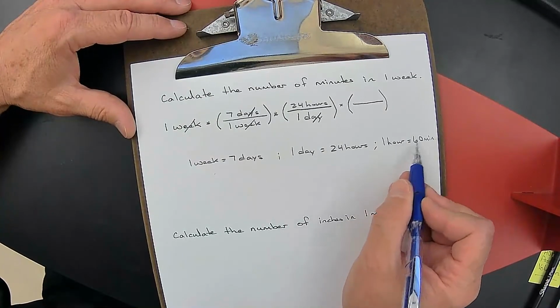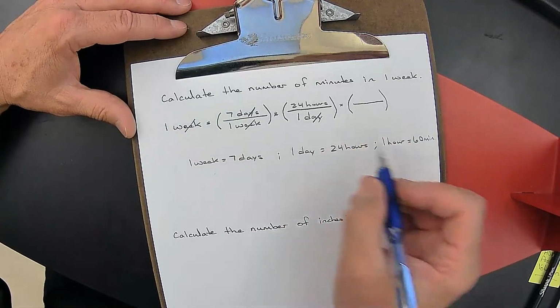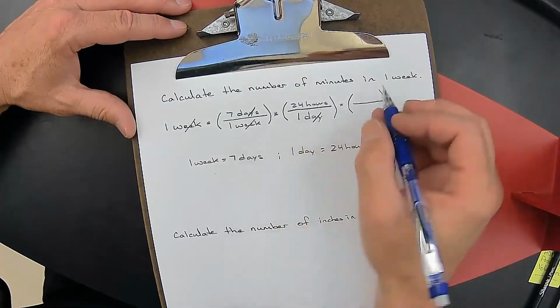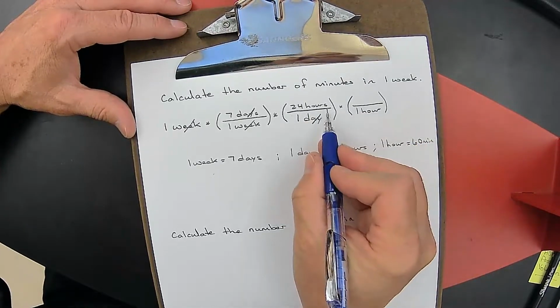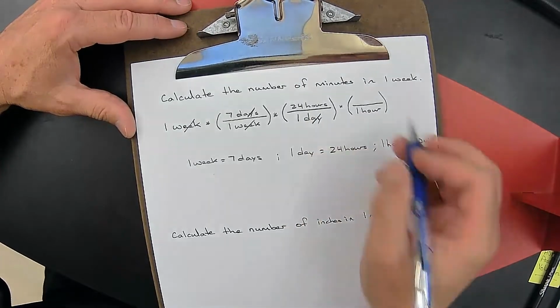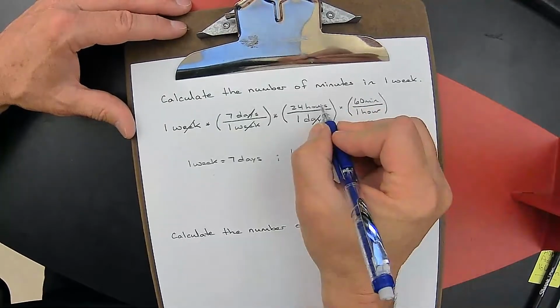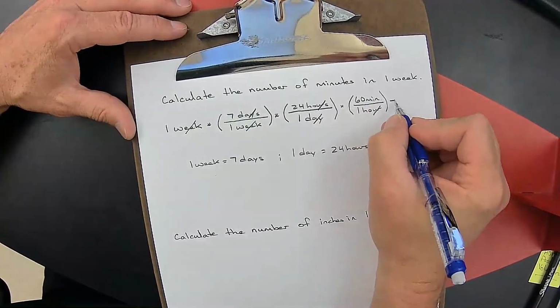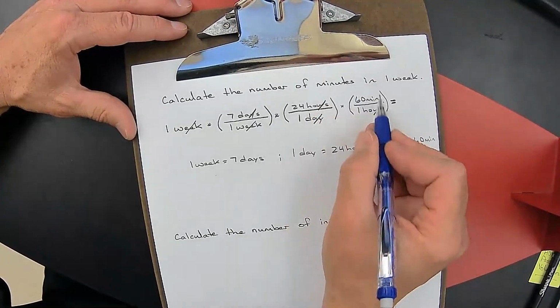That's how I decide which one goes on the top. I've got 2 pieces of information. One goes to the top, one goes to the bottom. The reason I put the hours on the bottom is so that the units will cross out. When you get units on the top and units on the bottom, they'll cross out. So 1 hour is 60 minutes. So the hours cross out with the hours. I now have my answer in minutes, which is what I'm asked for.